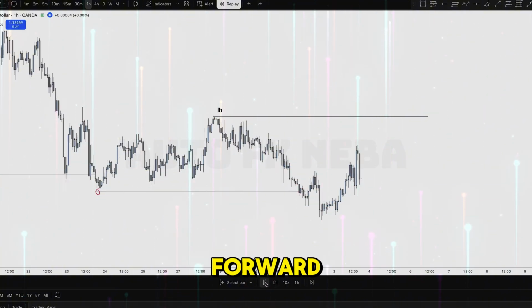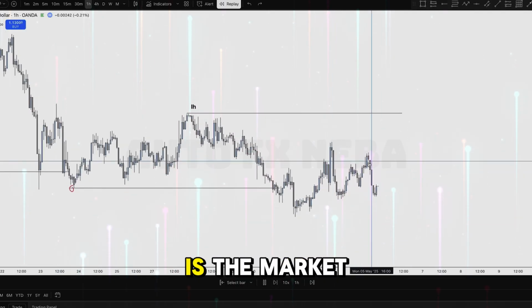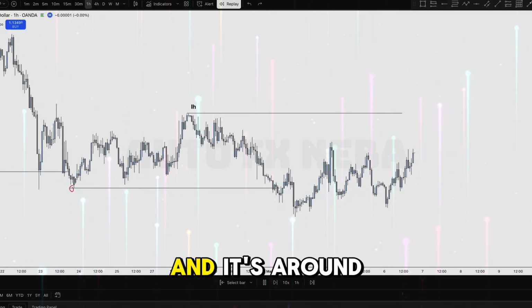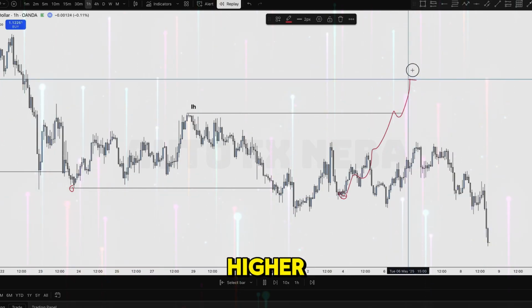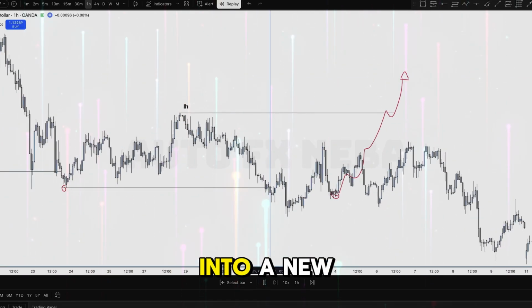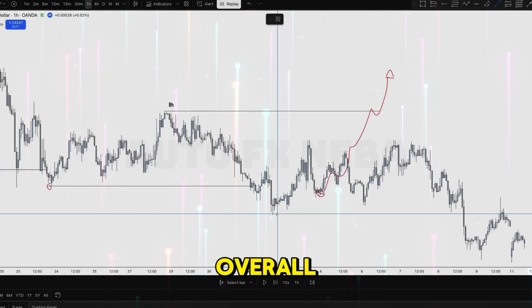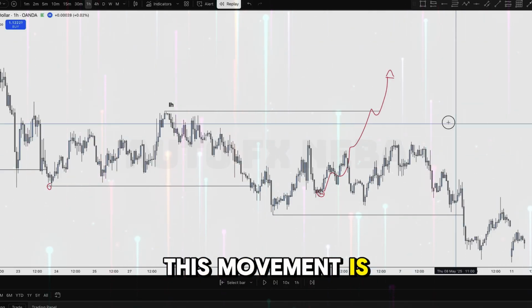So now if we play this forward, what you're going to see actually happens instead is the market just chops around a bit in here, and it's around here the point people would be buying in, trying to take this market significantly higher, and then eventually it just fails and goes down into a new low. That's because the overall bearish structure of this movement is still completely intact.